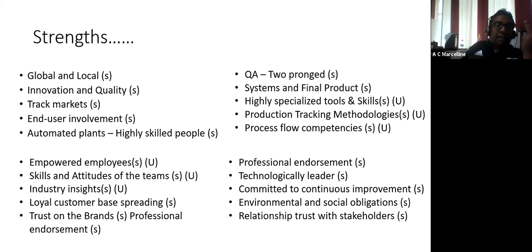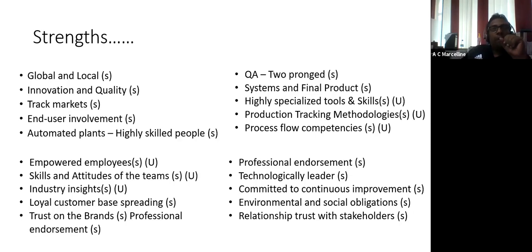Then that will give them a fantastic platform in the local market, because since they're manufacturing for the international markets, the standard of the product will be so high, so they can easily beat the local market competitors. Then innovation and quality, track markets, end-use environment, automated plants, empowered employees. Now that is very important.